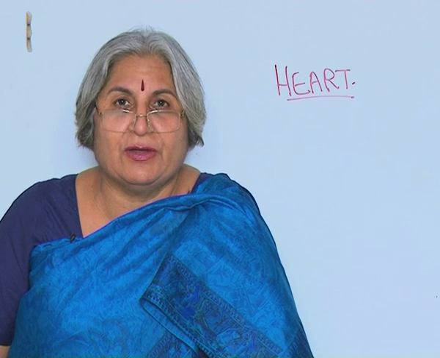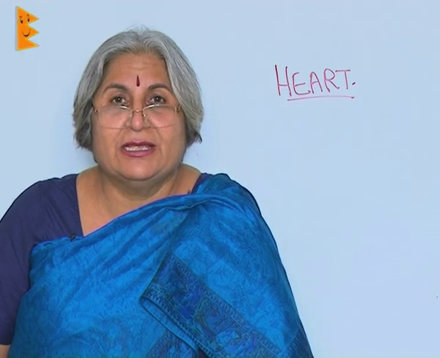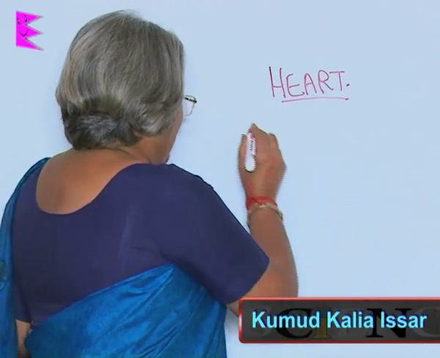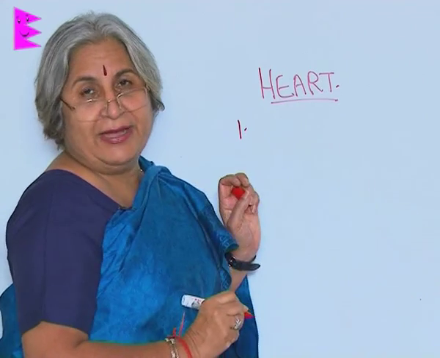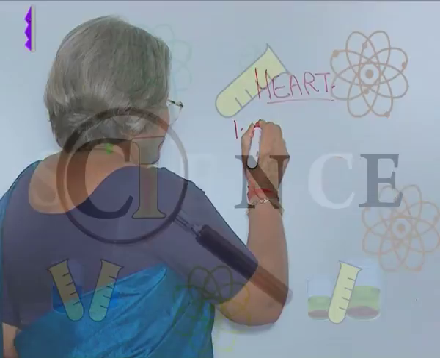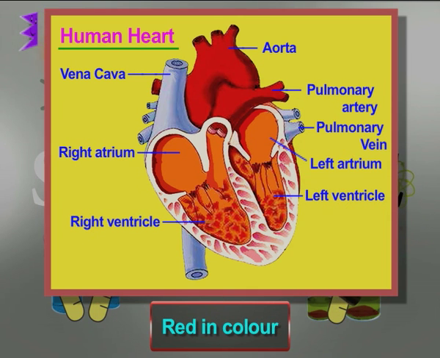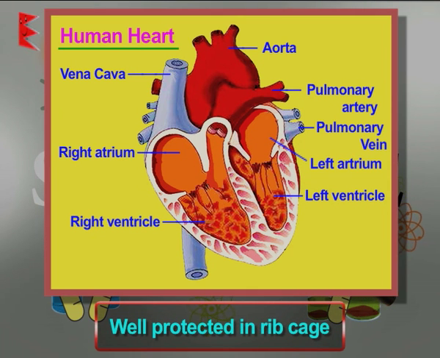And you are all the time aware of your heart because it is beating. Heart keeps beating all the time, all the 24 hours, even when we are sleeping, because its main function is to pump blood. All right, now coming to the internal structure of heart. Before that, we can also write down some main points about heart. It is of the size of your fist, red in color, well protected in rib cage. Now, this is about the external parts.